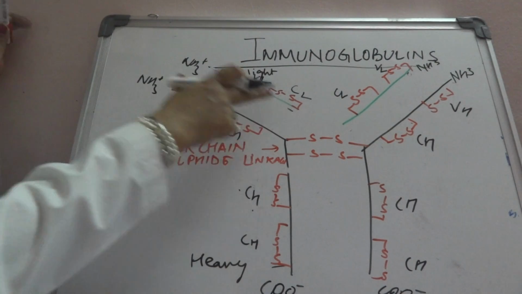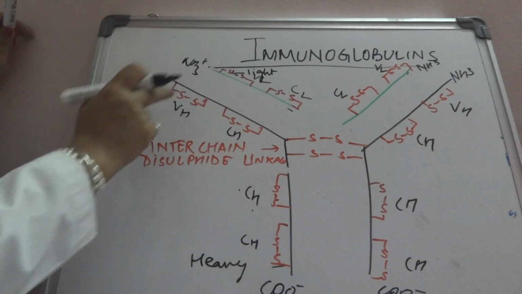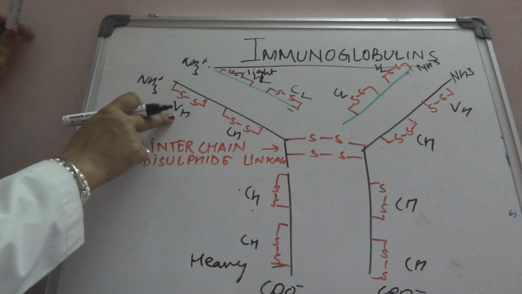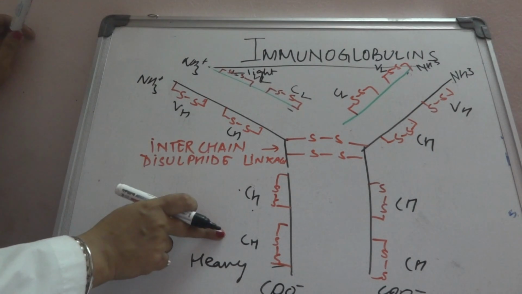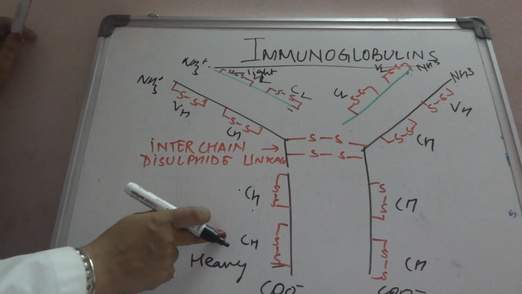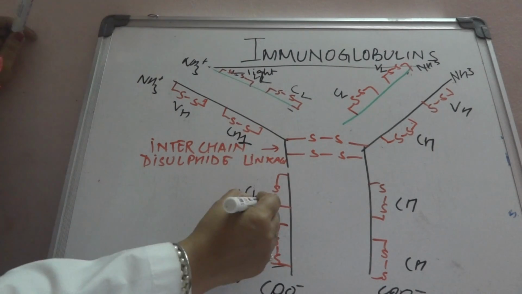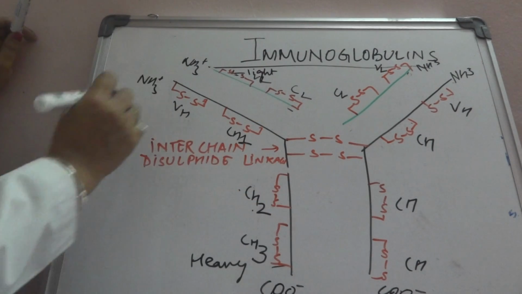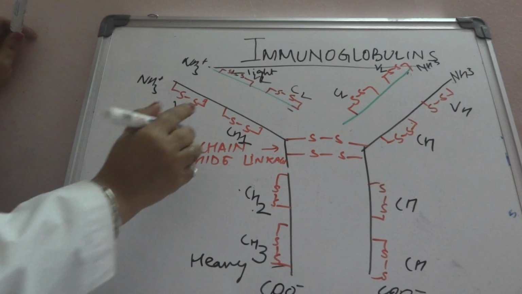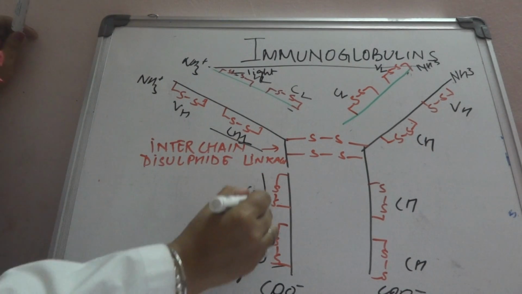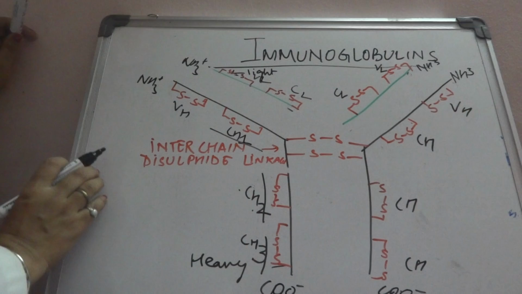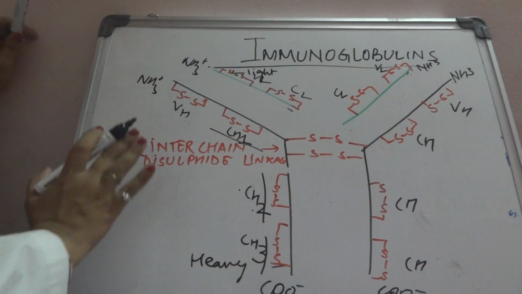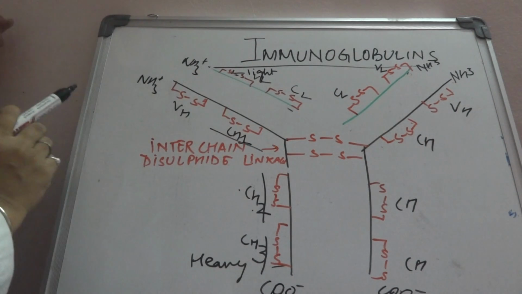There is one constant L, there is one variable L. But there is one variable H, heavy, and there are 3 constant H. So we number them: constant H1, constant H2, constant H3. So constant heavy chain 1, 2 and 3, and the constant light chain and variable light chain.